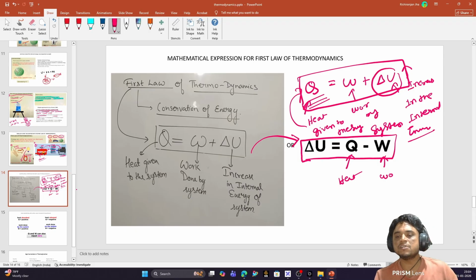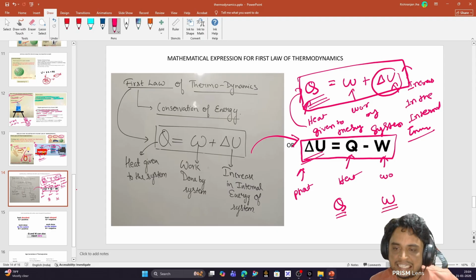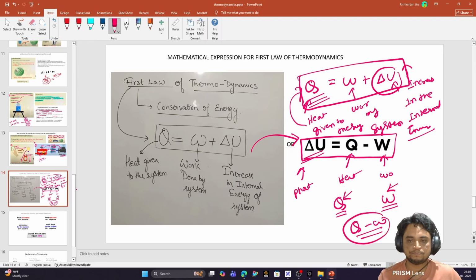No, sorry, heat and work are path dependent, while delta U is path independent. If we look at heat and work separately, heat is path dependent and work is also path dependent. But when it comes to the combination, like Q minus W, it becomes path independent. So we have this delta U.